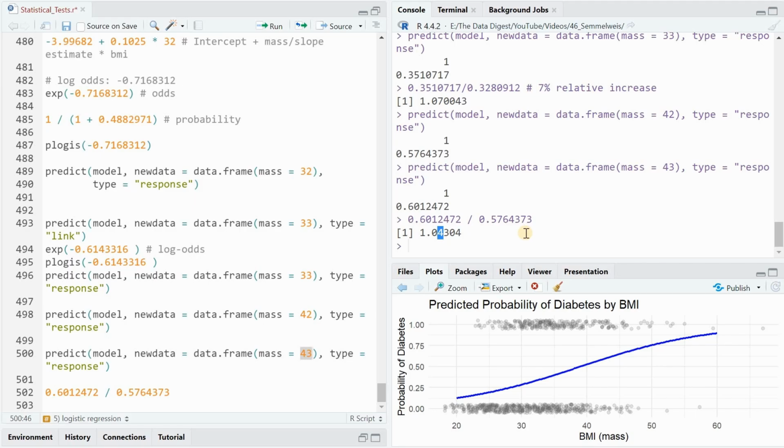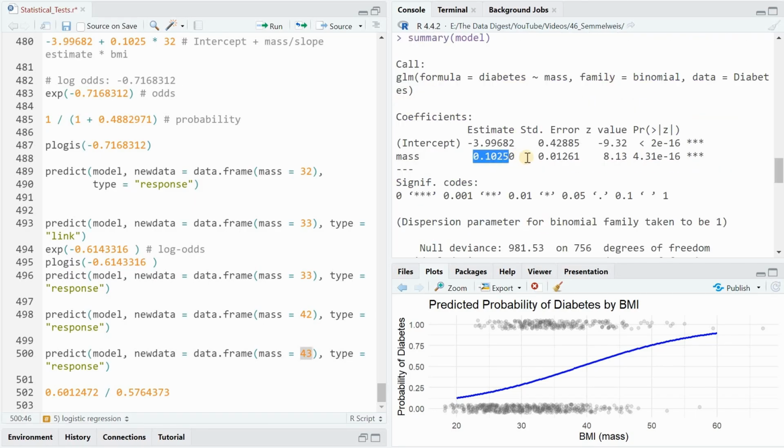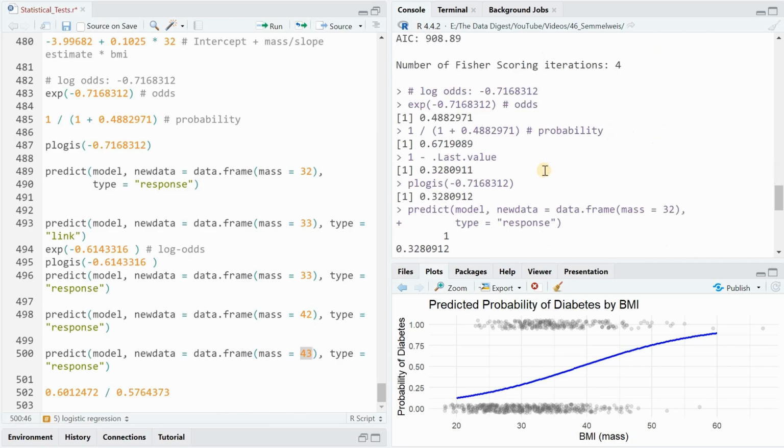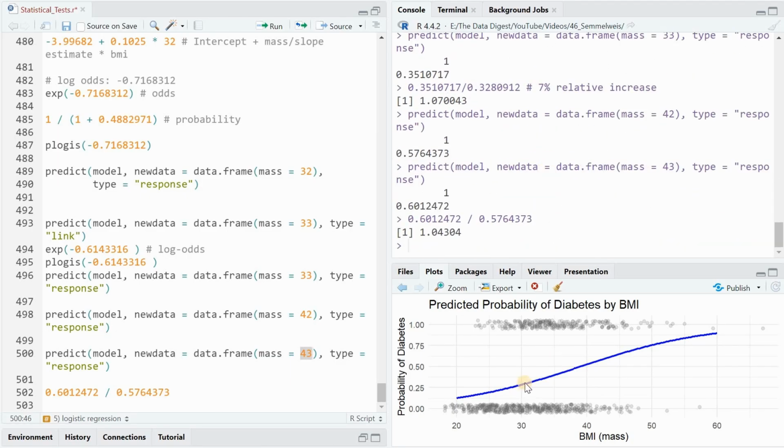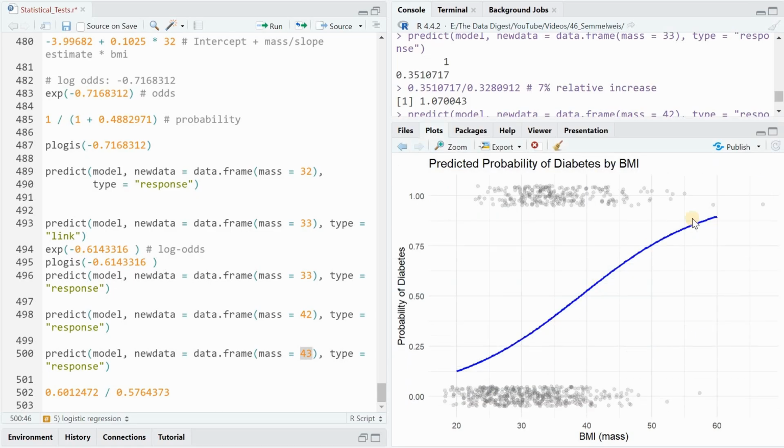So that's the important difference between probability and log odds. The log odds go up linearly with each point of BMI, but going from 32 to 33 is a steeper increase than going from 42 to 43. That's why this shape is not linear and probability behaves differently. At some point, going from 60 to 61 doesn't change your risk of diabetes much because you're already above 80-90%.